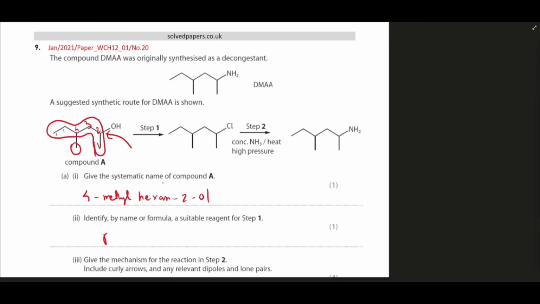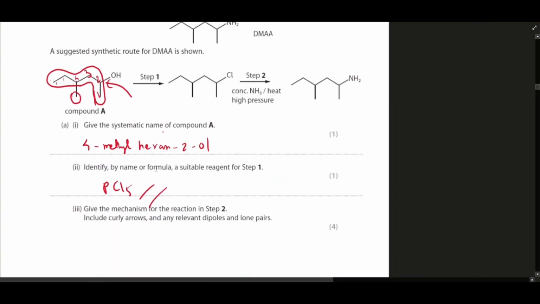Exactly, very smart. PCl5, phosphorus(V) chloride. Give the mechanism. Okay, is there any other? PCl5. Is anything else produced? Do you know, when PCl5 is added to an alcohol, we know that HCl is produced. Misty fumes. Exactly, misty fumes.